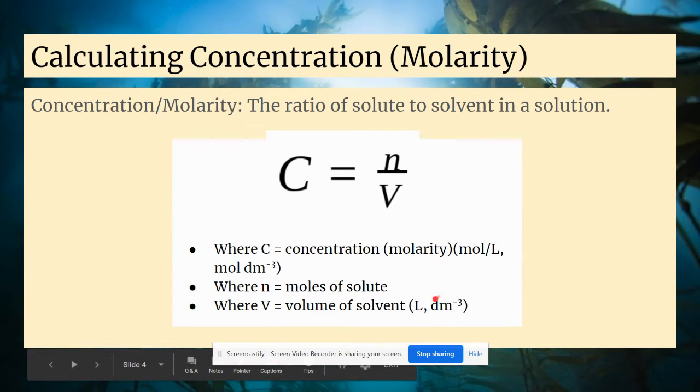IB does not use L for liters. They use cubic decimeters. And so you will see this symbol here as well, dm^-3. It's the same thing as a liter. It's 10 centimeters times 10 centimeters times 10 centimeters, which is going to be equivalent to a liter.